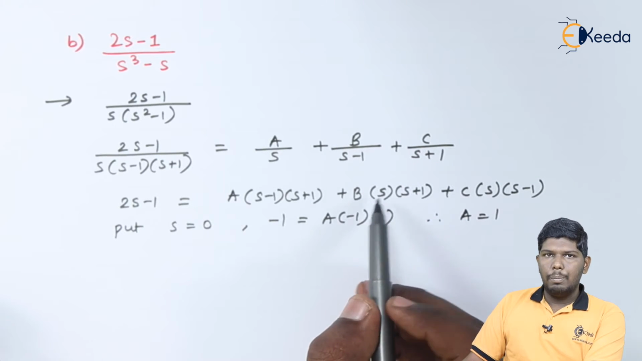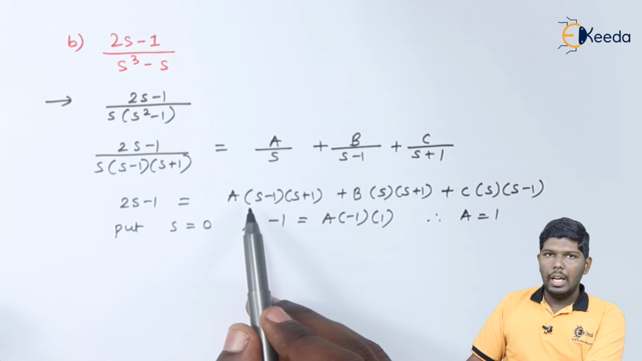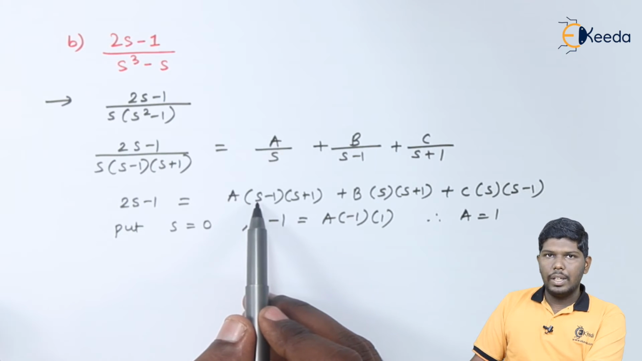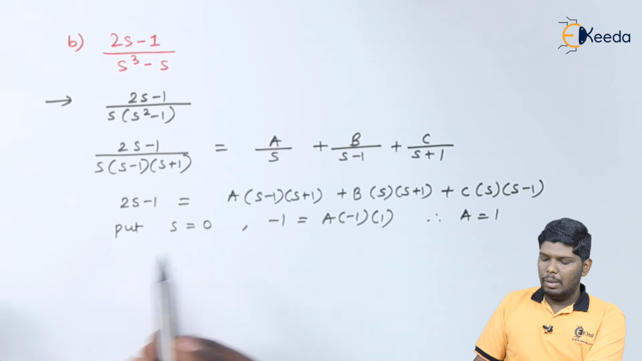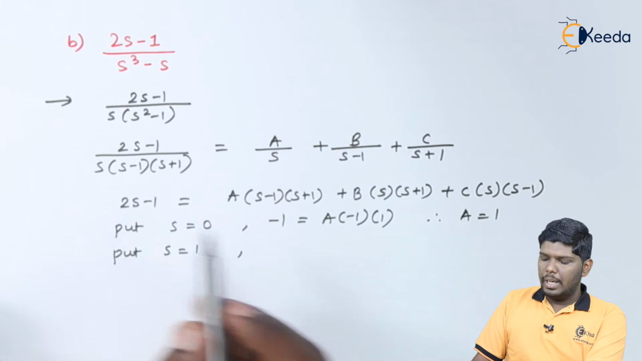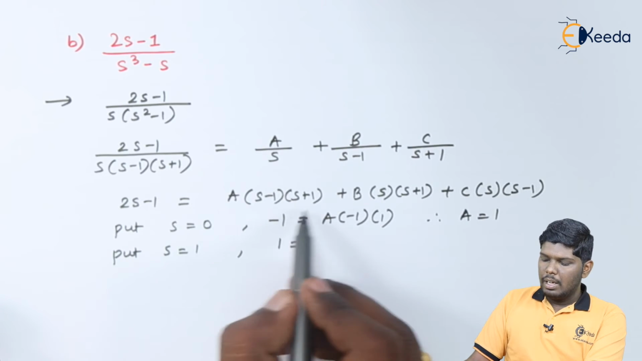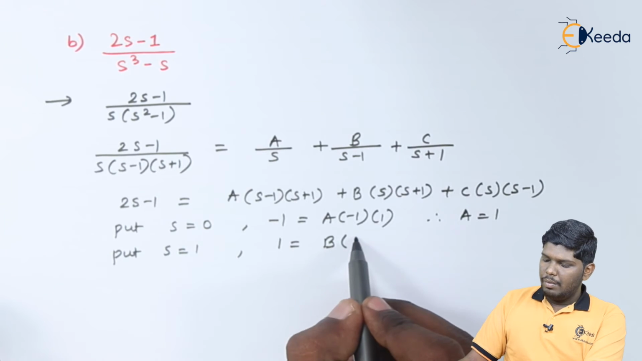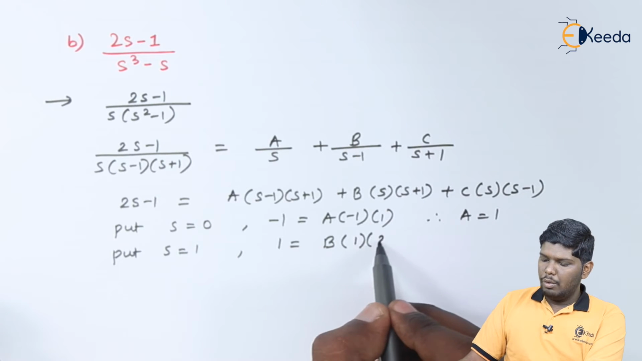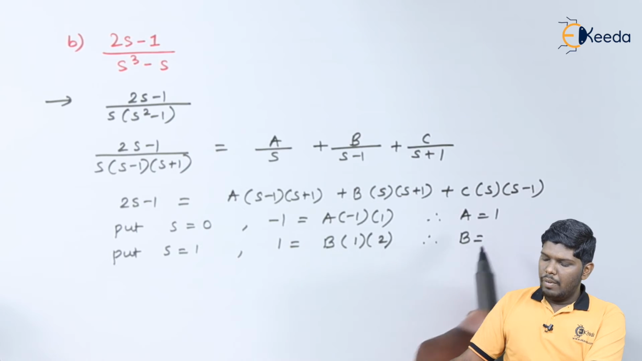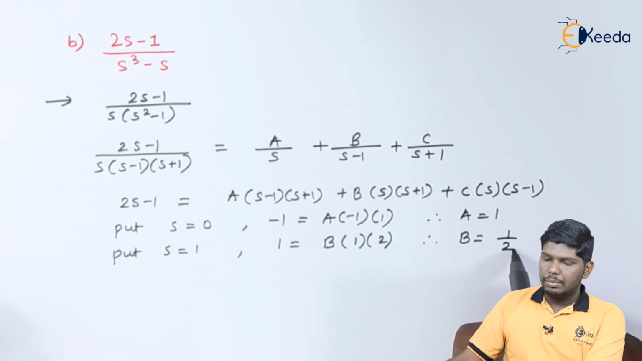Now to find the value of b, you can check the common terms between a and c. Both are having s minus 1. So you can give the value of s as 1, so that 1 minus 1 will become 0. So this will be 2 ones are 2, 2 minus 1 will be 1. This part is 0, followed by b. We have 1 and 1 plus 1 will give you 2. Again the remaining part is 0. So the value of b will be 1 upon 2.